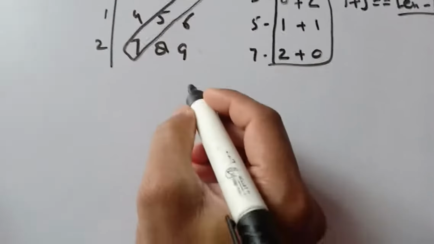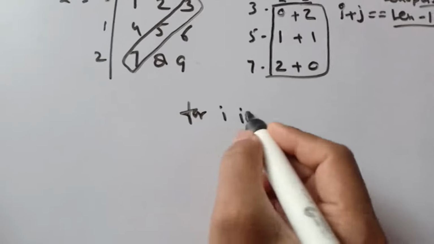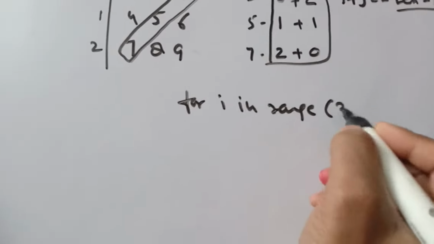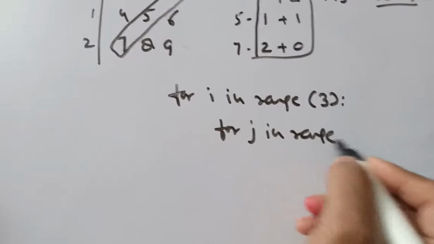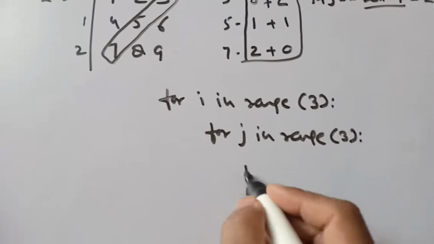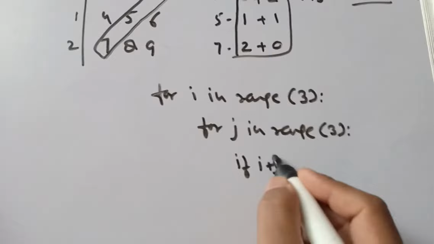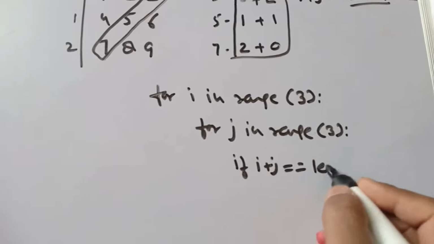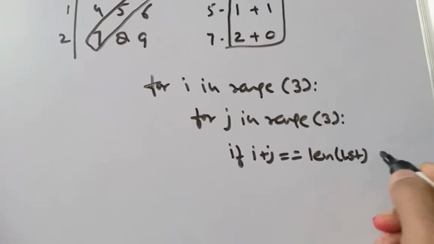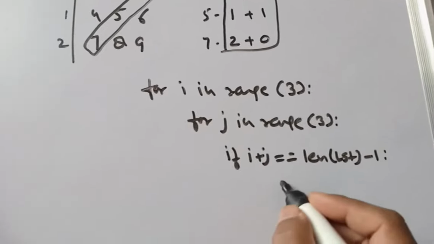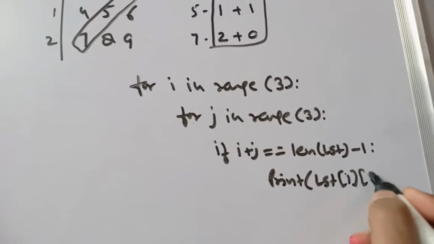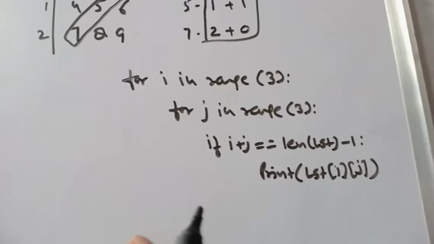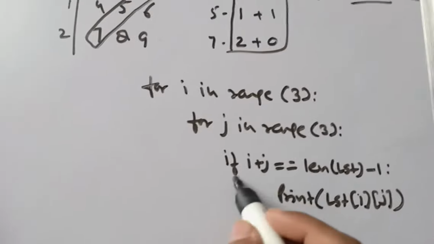So in this case, we can write the logic: for I in range 3, again for J in range 3, if I plus J double equals len lst minus 1, then print lst of I J. So this is the logic again.